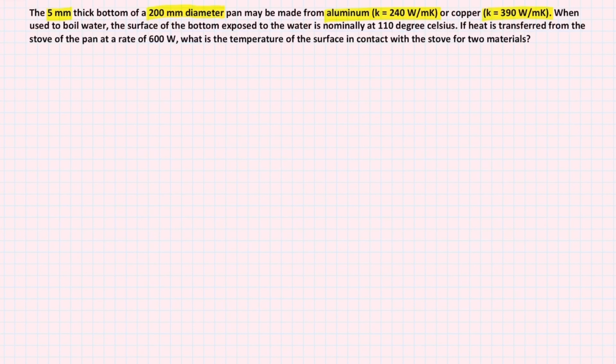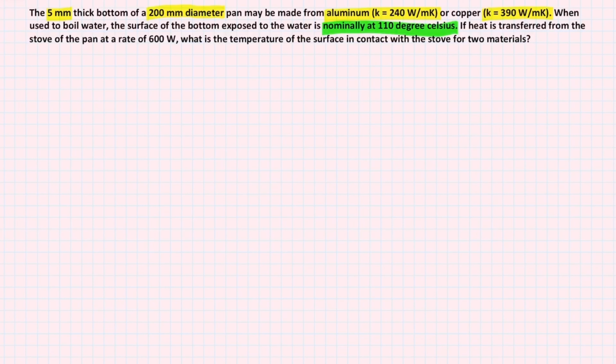When used to boil water, the surface of the bottom of the pan, actually, which the question does not say, is exposed to the water at nominally 110 degrees Celsius. So this means the bottom surface of the pan is nominally at 110 degrees Celsius, and this word is actually quite important because nominally means that we are either nominating it, or we may be measuring it, or we want the bottom surface that is exposed to the water to be at 110 degrees Celsius.